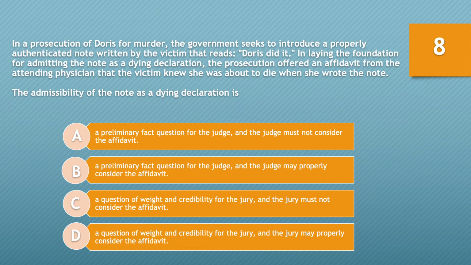B, a preliminary fact question for the judge, and the judge may properly consider the affidavit. C, a question of weight and credibility for the jury, and the jury must not consider the affidavit. Or D, a question of weight and credibility for the jury, and the jury may properly consider the affidavit. Take 10 seconds and choose the best answer now.